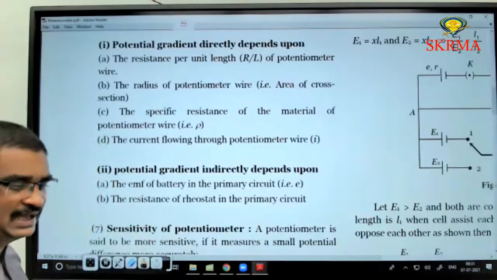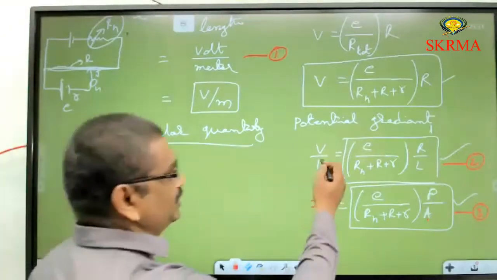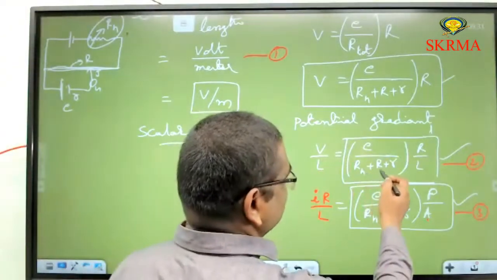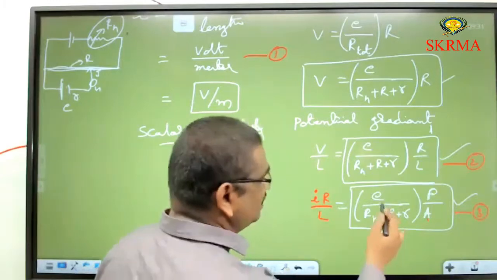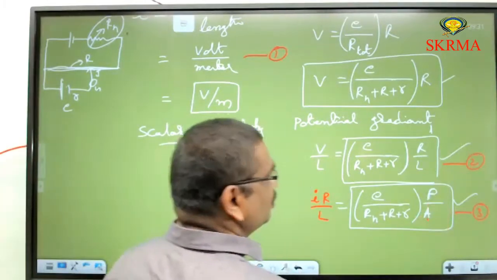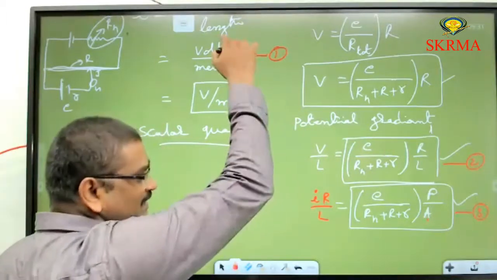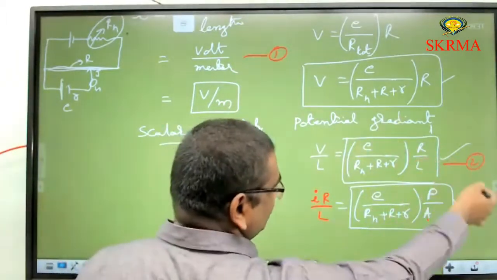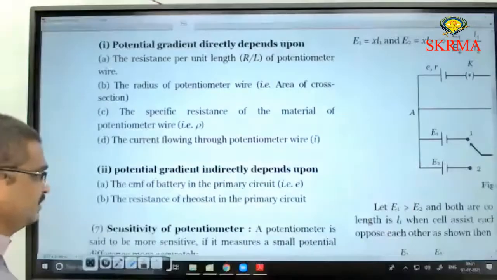So only potential by length is the basic formula. What is the other formula? Potential gradient equals E by R plus RH into R by L. This is the other formula. Last one, E by RH plus R into rho by A. Only these three formulas are there. First one basic formula, voltage by length. Second one this one, third one this one. Only these three formulas are there. Is this clear? Next.